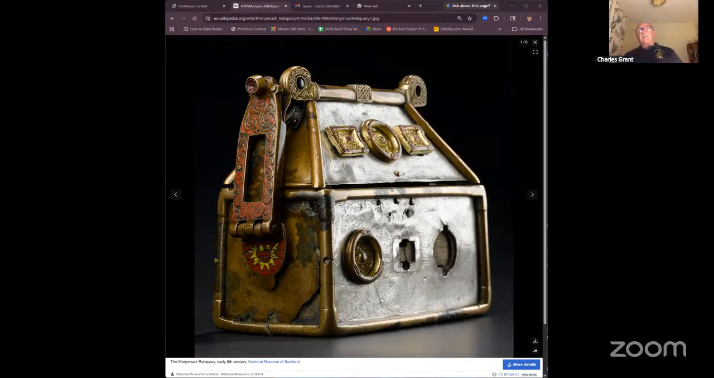So much has been written about the reliquary. Some folklore, some conjecture, some true. But by doing research, you alone can decide.